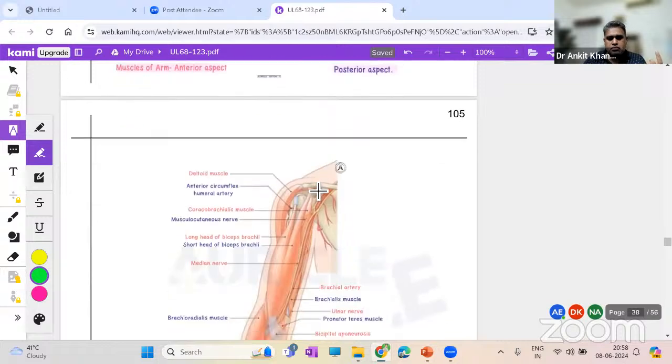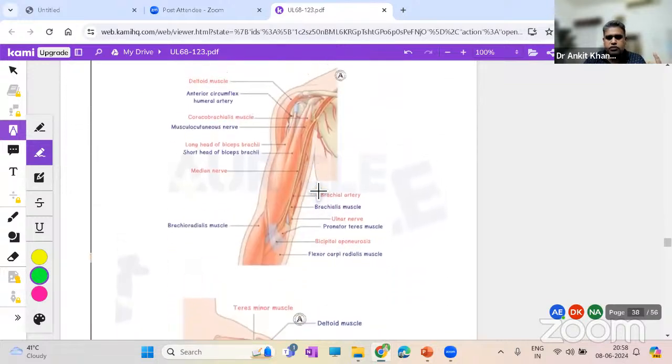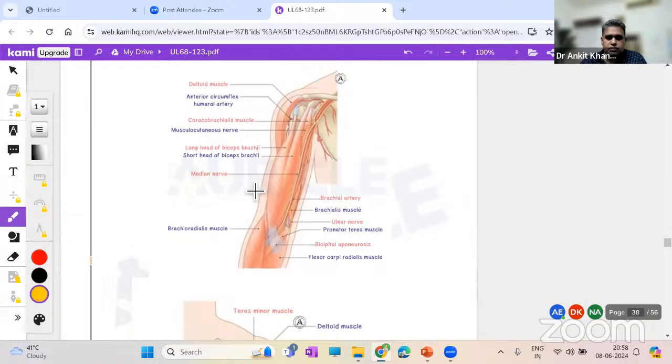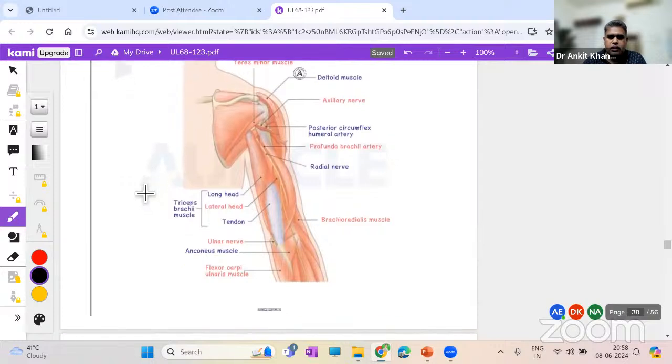Then you can make some diagrams if you wish to. It's for understanding. This is the anterior aspect of the arm. The bulk over here is the biceps, and the deeper muscle is brachialis. Remember that TS which you saw: the superficial was biceps, the deep was brachialis. Okay, as we move ahead, this is the triceps.